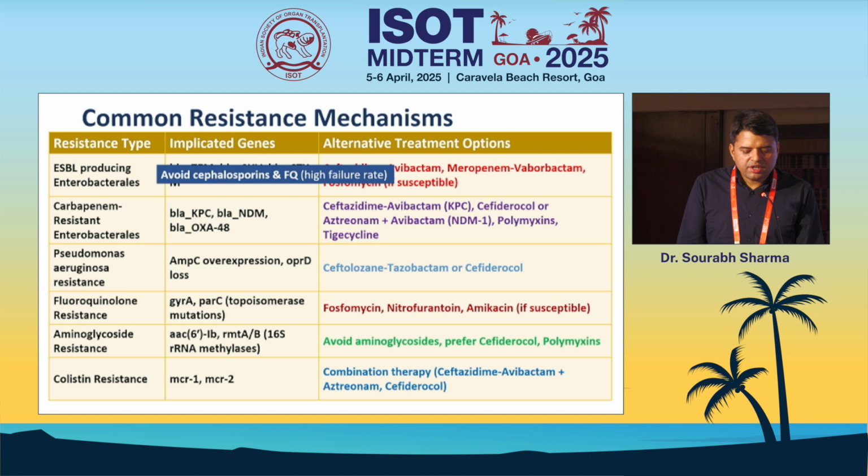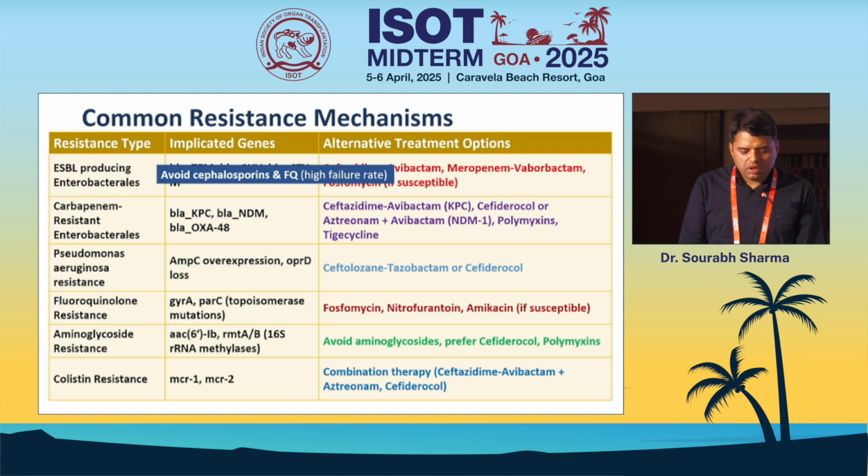In carbapenem resistant Enterobacterales, the most important genes implicated are KPC, NDM-1, and OXA-48. For KPC, we can use ceftazidime-avibactam. For NDM-1, we can use cefiderocol or aztreonam with avibactam. And in OXA-48, we can use polymyxins and tigecycline.